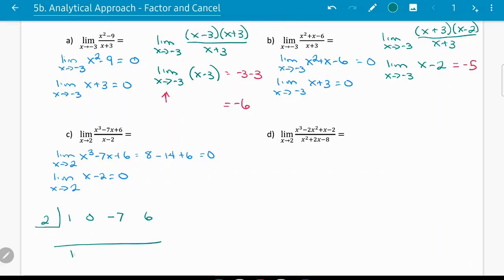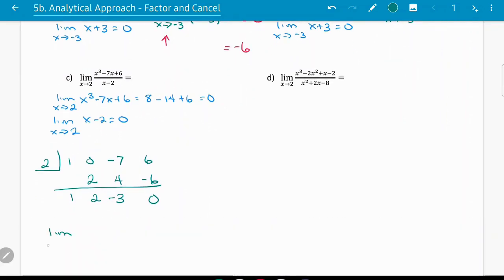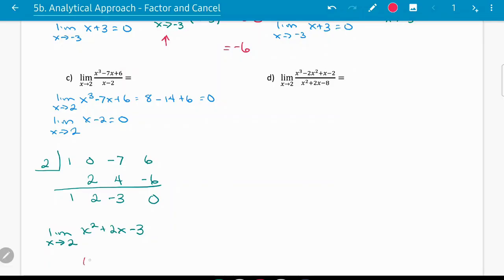Bring the 1 down, multiply 1 times 2. That becomes a 2. 2 times 2 is 4. -3, -6, and 0. And so this is then the limit as x approaches 2 of x squared plus 2x minus 3. So now I can do direct substitution, and so that's 2 squared plus 2 times 2 minus 3. So 4 plus 4 minus 3 gives me 5.